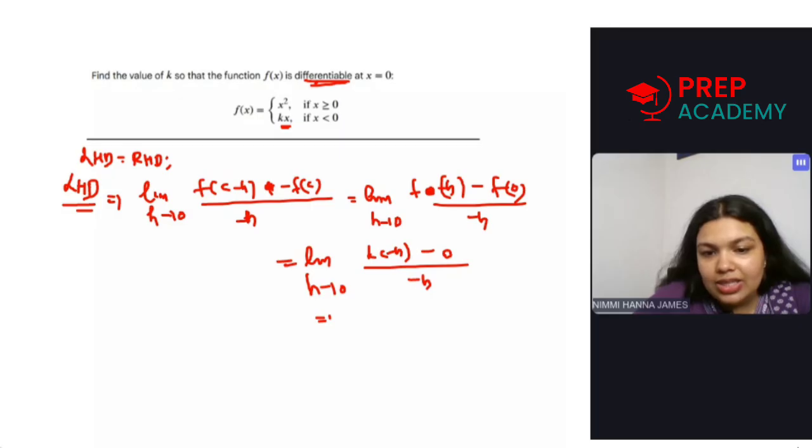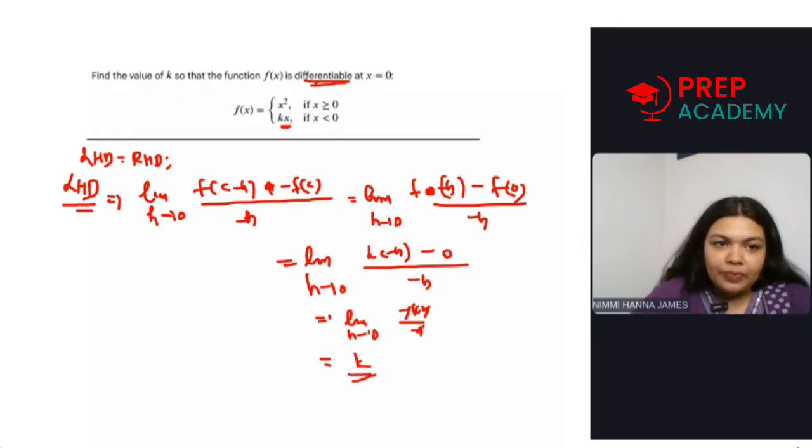So opening this, we get limit h tending to 0 of minus kh by minus h. So this minus and minus cancel, h and h cancel, and after applying the limit we get k. Because there is no h remaining there, the answer is k.